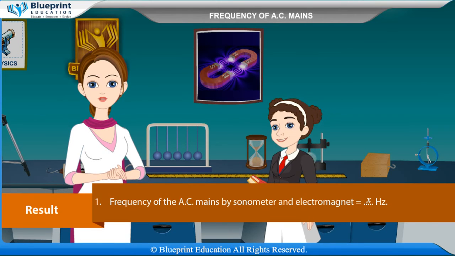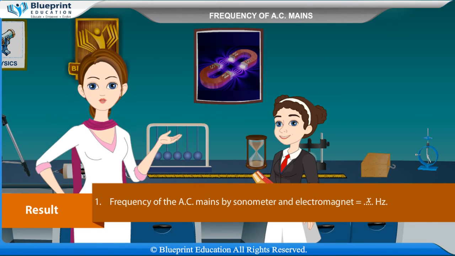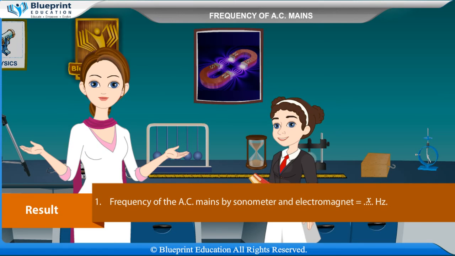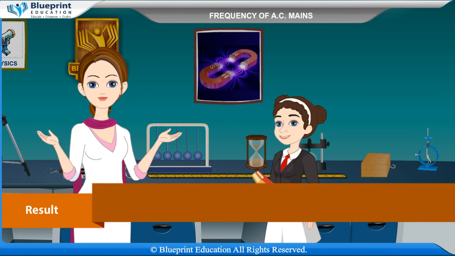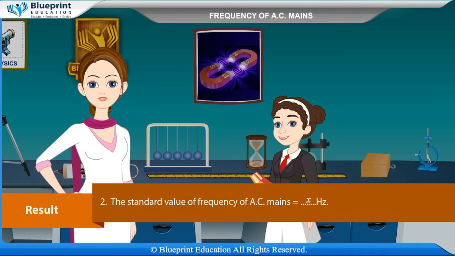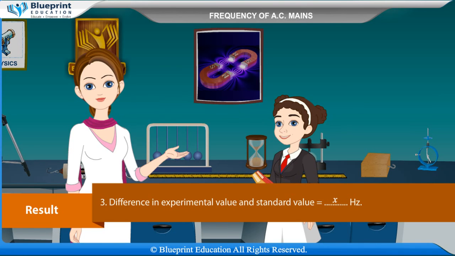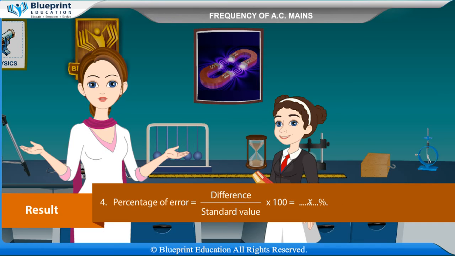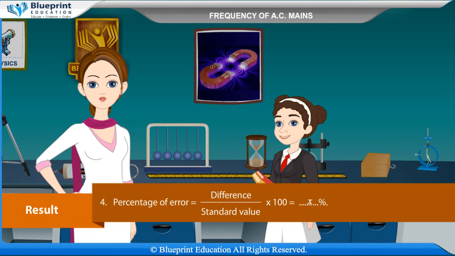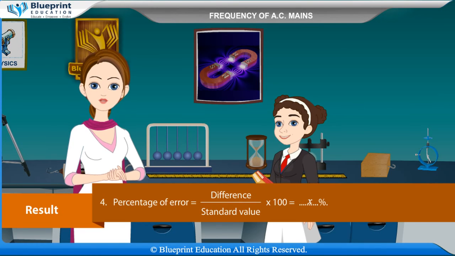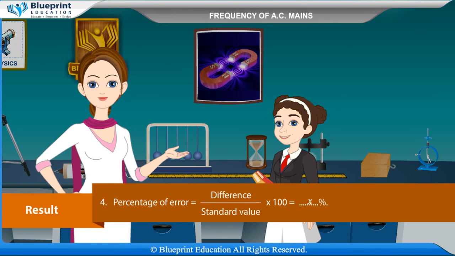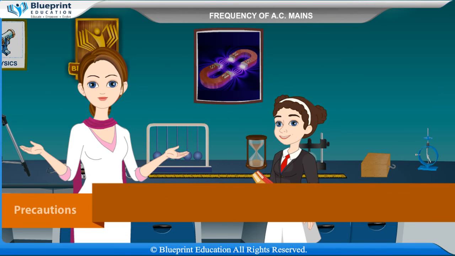Result. Frequency of the AC mains by sonometer and electromagnet is equal to x hertz. The standard value of frequency of AC mains is equal to x hertz. Difference in experimental value and standard value is equal to x hertz. Percentage of error is equal to difference by standard value into 100, is equal to x percent.